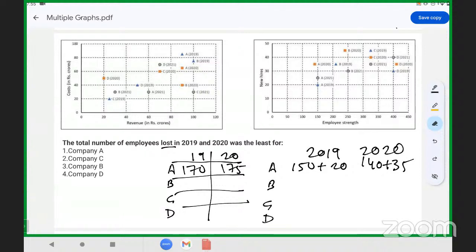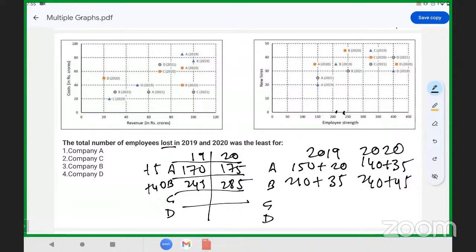Let's move on to B in 2019. Here it is 210 plus 35 joined, which means we had 245. And similarly, B in 2020 was how much? Around 240 plus we had 45 employees. So again, this has gained 5, this has gained 40. Okay, we have to find the employees lost. So employees lost, we have to find out.